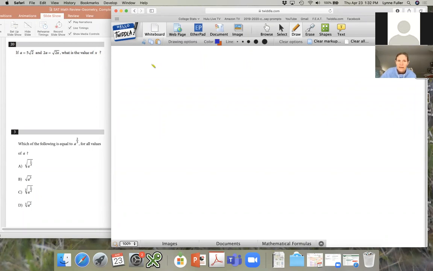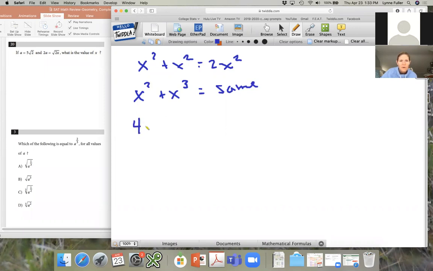So let me just talk about some of the basics here. If I have x squared plus x squared, that's 2x squared. If I have x squared plus x cubed, that's actually just the same expression because you can't combine them, since you have different exponents. If I have 4x to the 5th times 4x squared, you're going to multiply the whole number terms normally, but multiplication actually is indicating that you should add your exponents together.